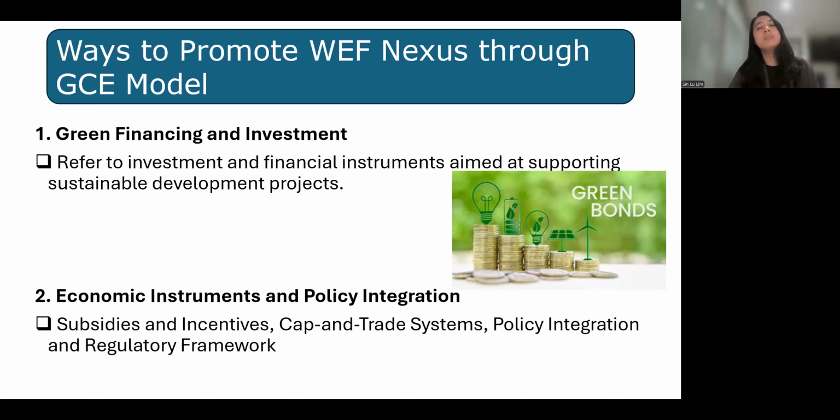Government can also implement some economic instruments and policy integration, such as subsidy and incentive, by providing financial subsidy for those that practice resource efficiency, efficient irrigation systems, and sustainable farming techniques. Government can also implement a cap and trade system for carbon emission and water use to create market-driven solutions for resource allocation and pollution reduction. And government can also develop policy that integrates the water, energy, and food sectors to ensure coherence and avoid conflicting objectives.